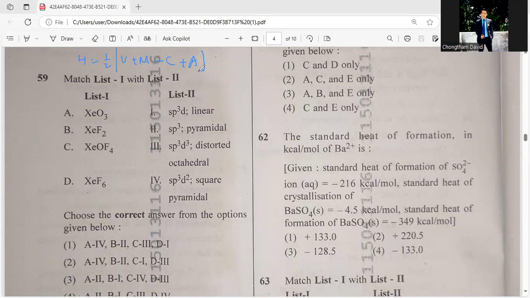So link this and make the properties sequence. sp3 pyramidal, xenon difluoride linear, sp3d. Where is linear? sp3d, yes. And xenon hexafluoride will be distorted octahedral. So A2, B1, C4, D3 will be option 3. Let us move on to question number 60.